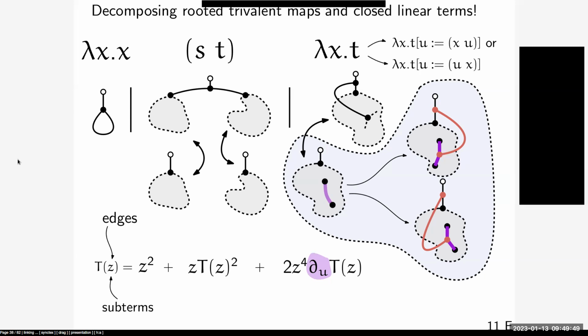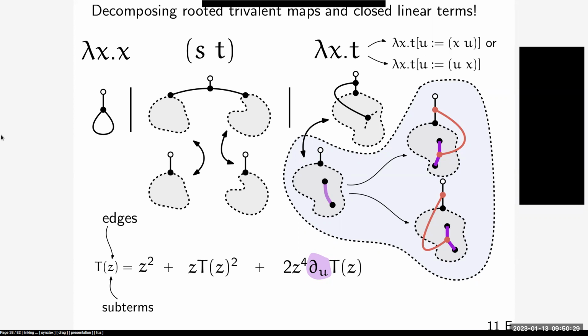mirrors the structure of closed linear lambda terms, where the smallest possible closed linear lambda term is the identity function lambda x dot x, whose diagram is this loop. And then S applied to T, as we said, is given by a diagram where we have two disjoint maps getting linked to the root. And finally, if you have lambda x dot T, by linearity, we have that the variable x bound by the outermost abstraction either appears on the left or on the right of an application. And so we have these two possible forms here on x dot T, where we have replaced u in T with x applied to u or u applied to x. And this corresponds exactly to this third case of cutting to the left or to the right inside the map.